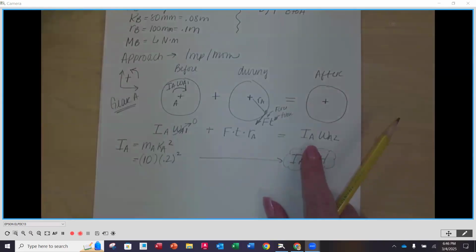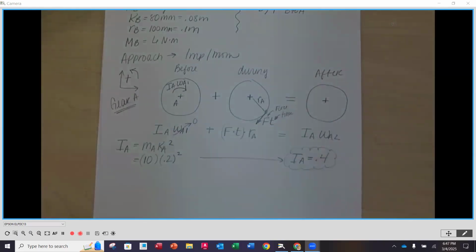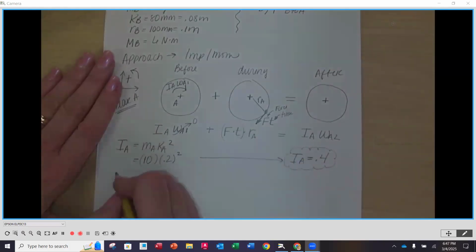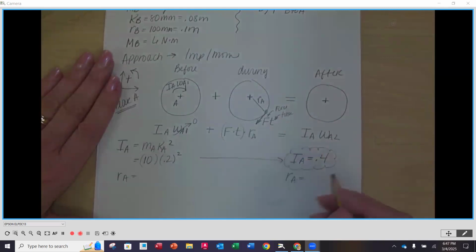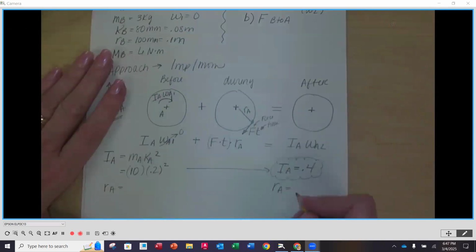Now we are going to be solving for F times T, the actual impulse. We're going to keep that separate because we don't know those values. We don't know the force and we don't know how much time it's going to take. But we do know what R is. So we know RA, and we know that radius to be 0.25 meters. So that's going to be something that we know.